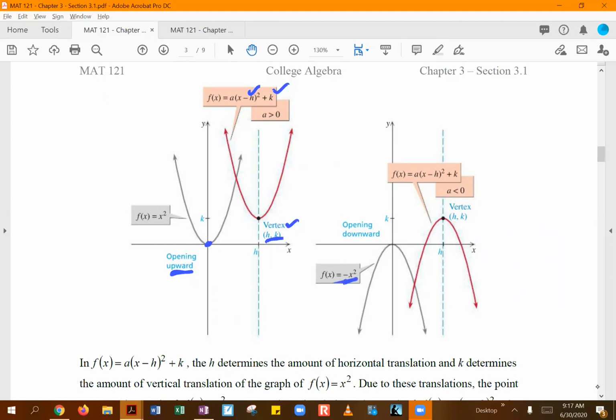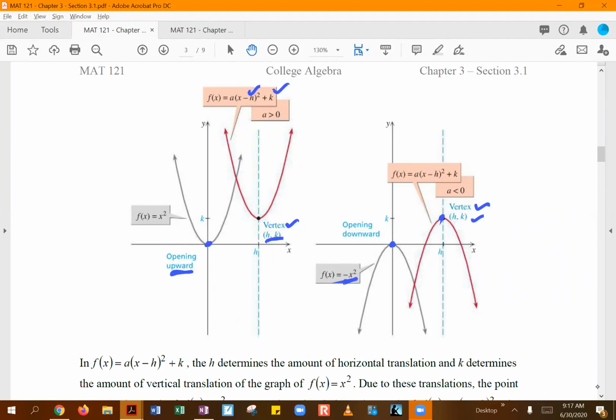That negative is what's making it open downward. But again, right now, the vertex is going to be at (0, 0). And since we are again moving by h and k units to the right and up, respectively, we know the vertex of our parabola is going to move based on those h and k values.